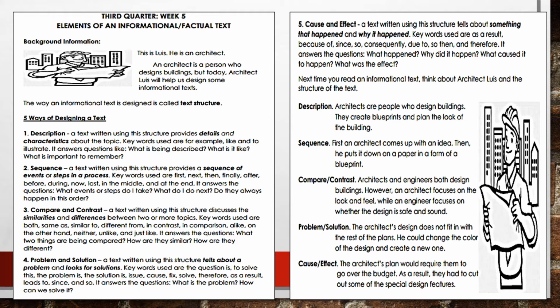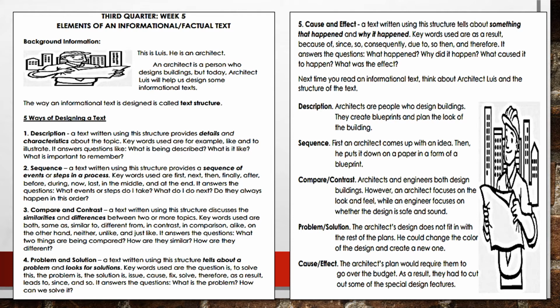And last is cause and effect. The architect's plan would require them to go over the budget. As a result, they had to cut out some of the special design or features. So when we say cause and effect, it has a relationship, it tells something and what will happen to it and why it happened. So remember grade 3, the 5 informational or factual text elements: description, sequence, compare and contrast, problem and solution, cause and effect.